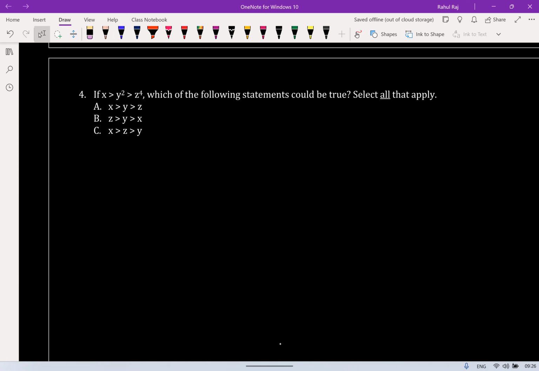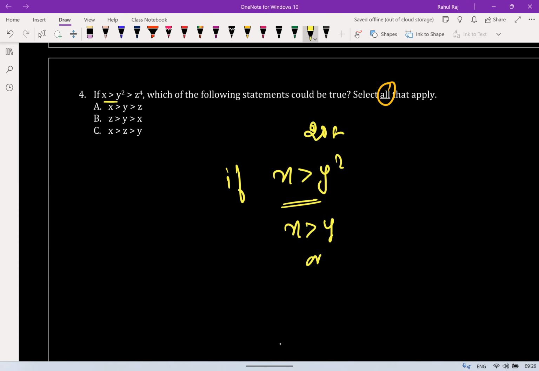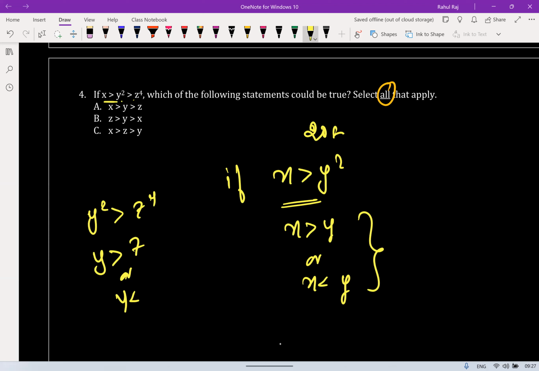Technically, this question can be done in 20 seconds, Alexa. It says that if x is greater than y square is greater than z4. What I've taught you in the last class: if x is greater than y square, even powers cannot be predicted, Alexa, right? X is greater than y square, x could be greater than y or x could be less than y. I've shown you with numbers also. So it says if x is greater than y square is greater than z4, again y square greater than z4, Alexa, imagine. Again, even powers cannot be predicted. Just by knowing that y square is greater than z4, I can't say y is greater than z or y is less than z. Y could be greater than z, y could be less than z.